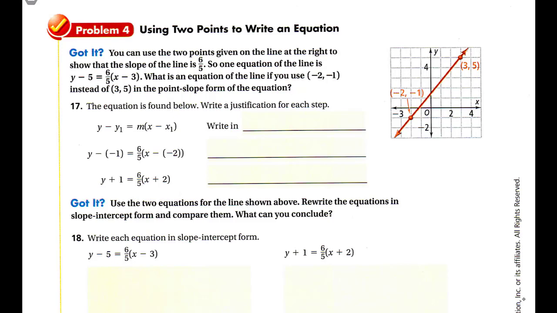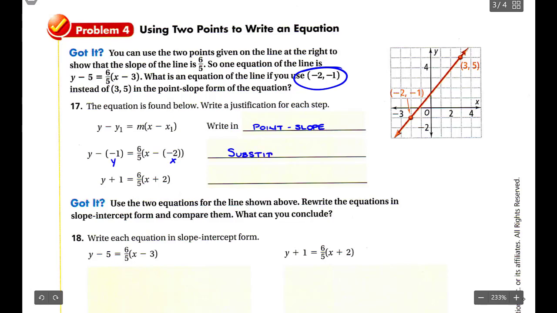We want to take this, we're using point-slope form. And all we've done now is substitute. So there's our y value and there's our x value from the given ordered pair. And so this is just simply substitution. And then our last step is simplification.